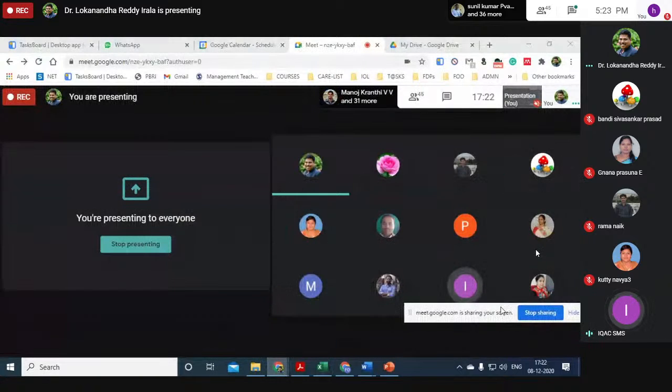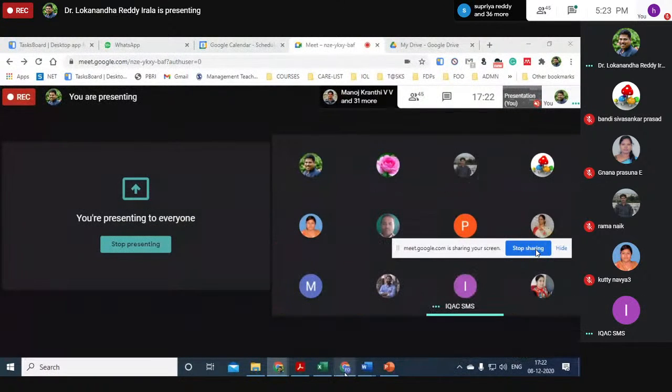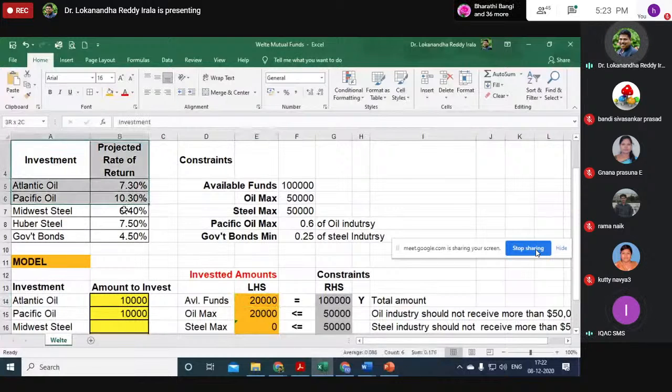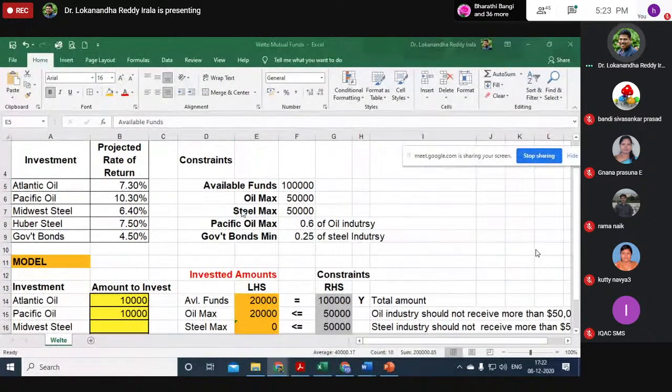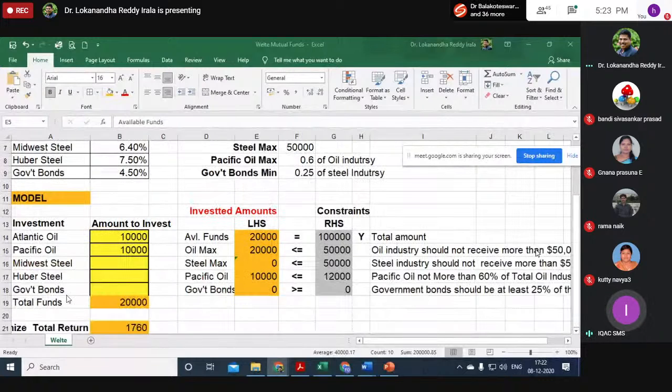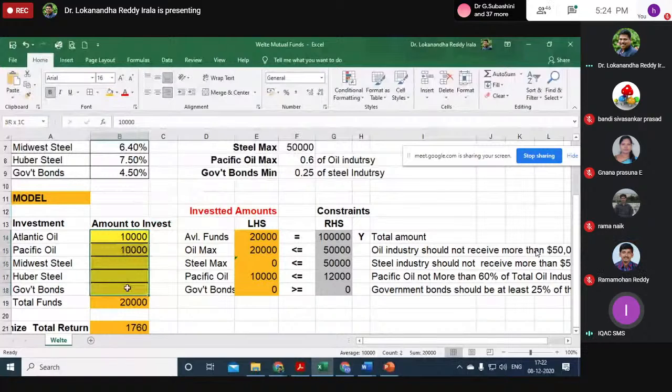Yes, sir. It was there, sir. Okay, this portion I talked. When did I lose my connection? Sir, I think when you are talking about constraints, sir, steel max and how to fix the share price and steel max, when we are discussing those.